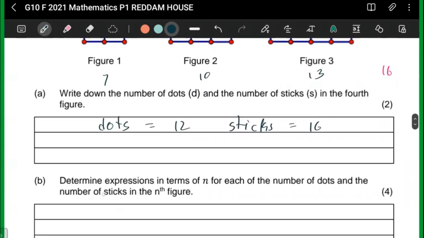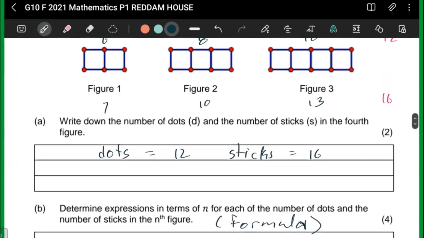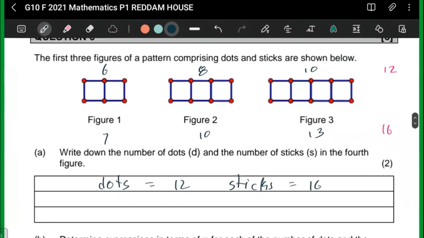B says determine expressions in terms of n for each of the number of dots and the number of sticks in the nth figure. So when they speak of something like this, they just want you to give the formula for you to be able to work out the specific number of dots or the specific number of sticks for any figure. So what you want to recognize is what you have here, the dots and the sticks.